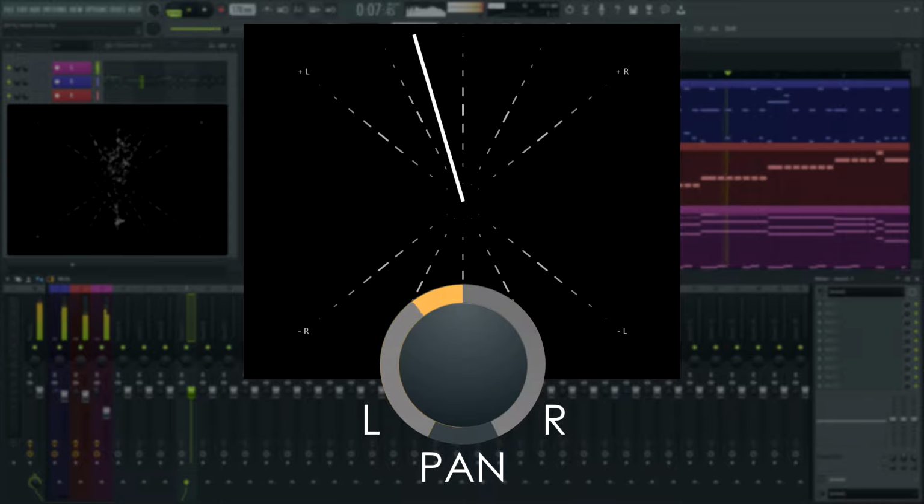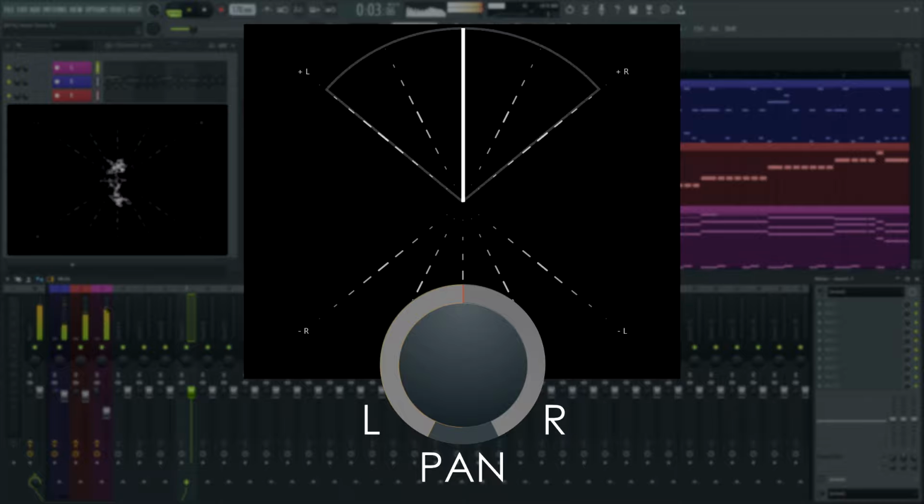Circular instead reduces hard left and hard right by -3 decibels and interpolates the gain change smoothly. If we draw this response onto the vectorscope, we get, you guessed it, a quarter of a circle.